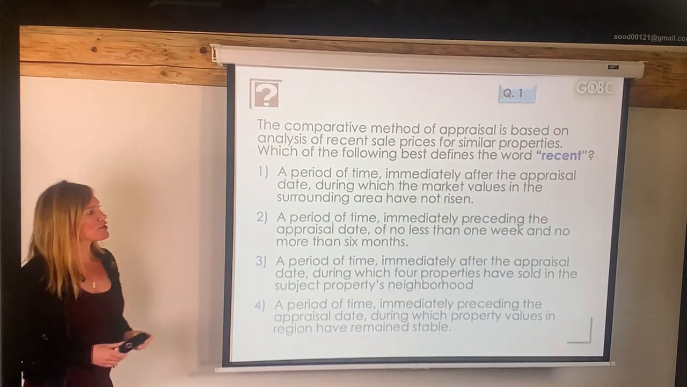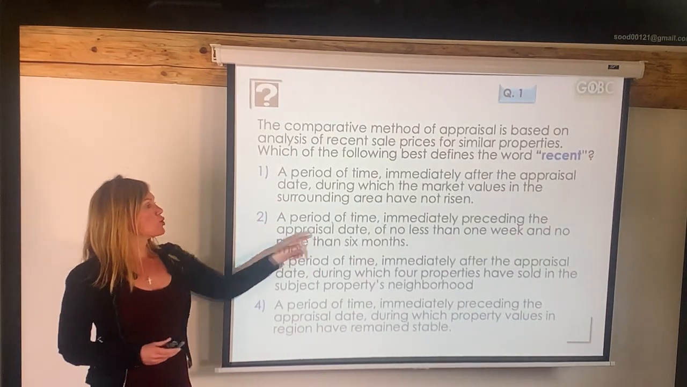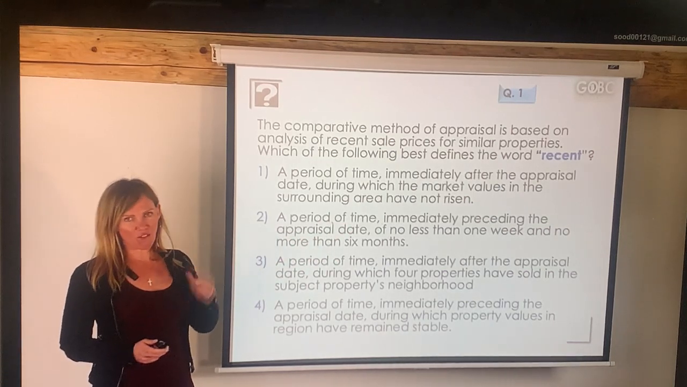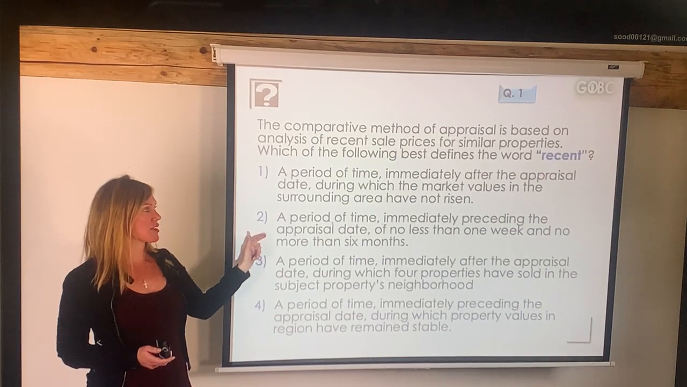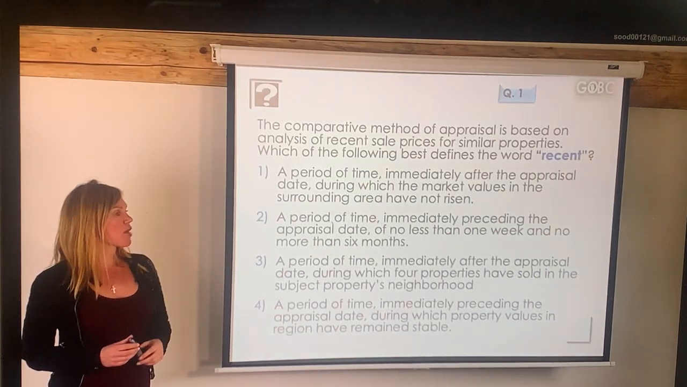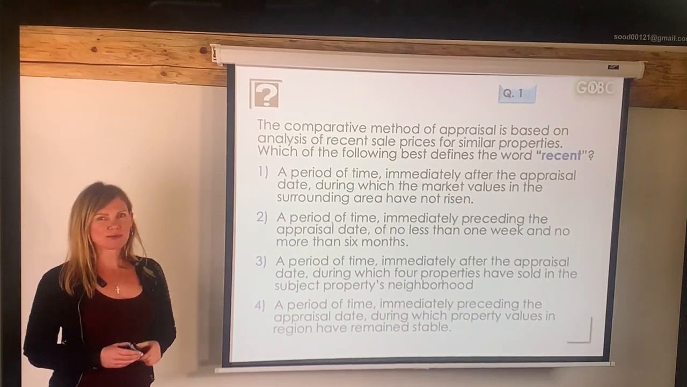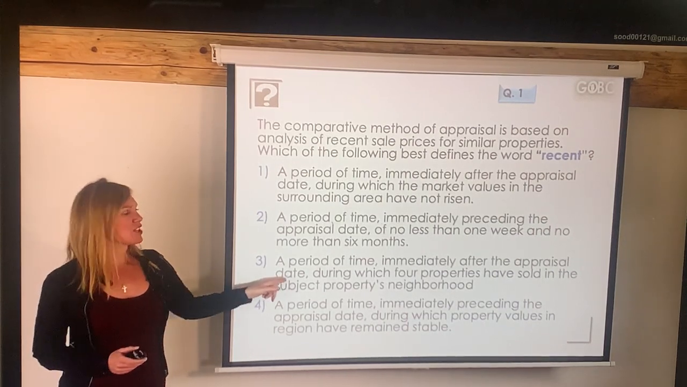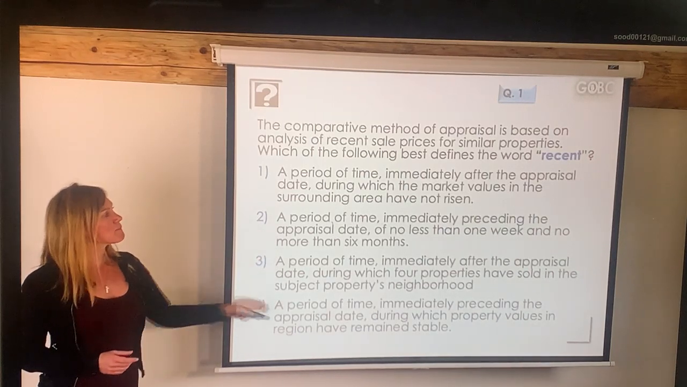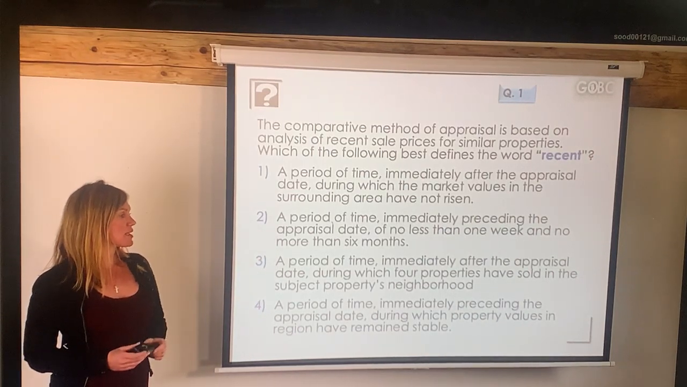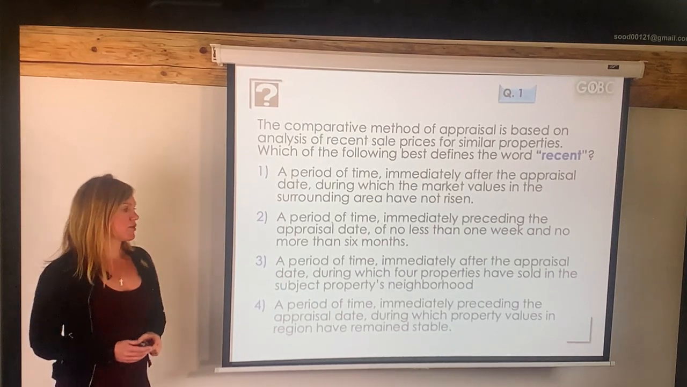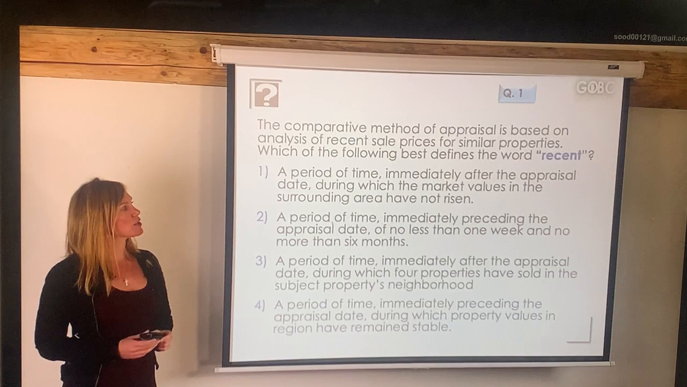Option 2, a period of time immediately preceding the appraisal date of not less than 1 week and no more than 6 months. Definitely this one is a false statement, because they can never put a time limit on things. This one is out. Option 3, the period of time immediately after the appraisal date during which 4 properties have been sold in the subject property neighborhood. It doesn't matter if it's 4 or 1. They cannot put numbers on it, so option 2 and option 3 are definitely out. How about option number 4? A period of time immediately preceding the appraisal date during which property values in the region have remained stable. Now we have to look and see what they're talking about. Here they talk about the same thing.